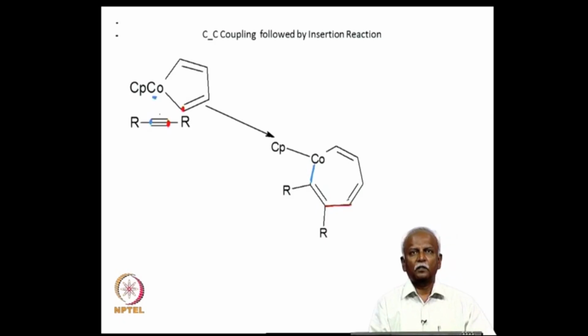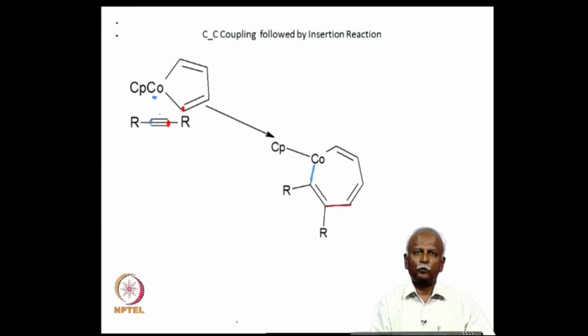The 2 new bonds in the 2 colors. So, the red colored carbon atoms are joined together to form this new bond, and the blue bond is formed between the cobalt and the acetylenic carbon. In the next step, we can in fact do the opposite of oxidative addition.